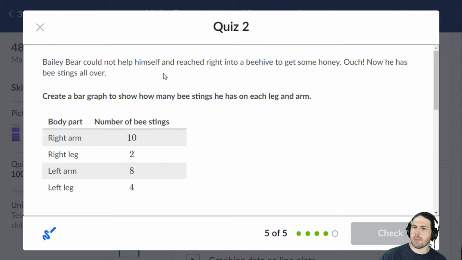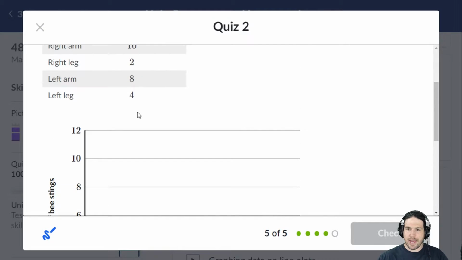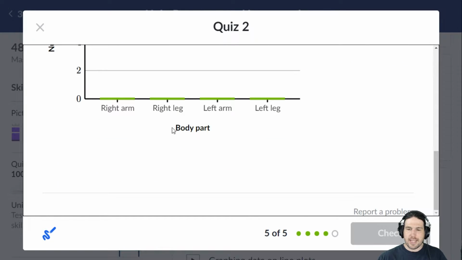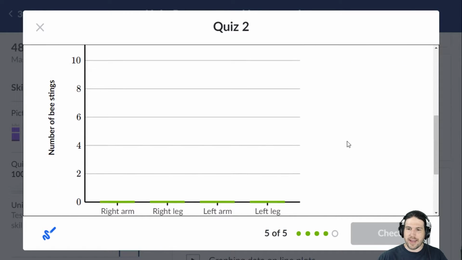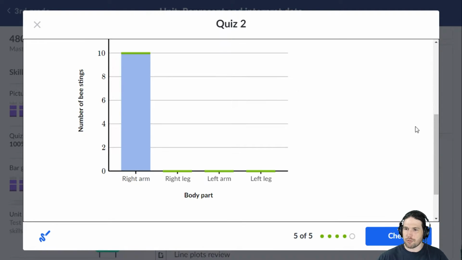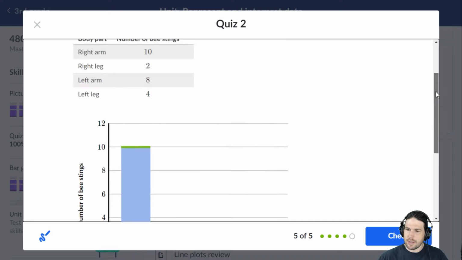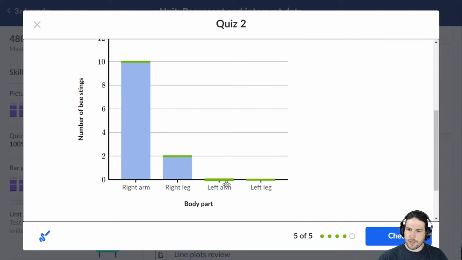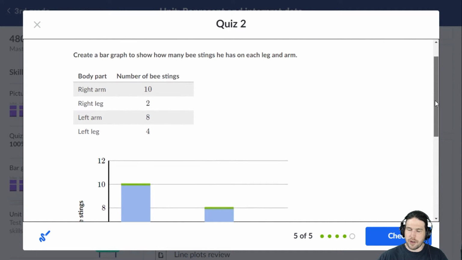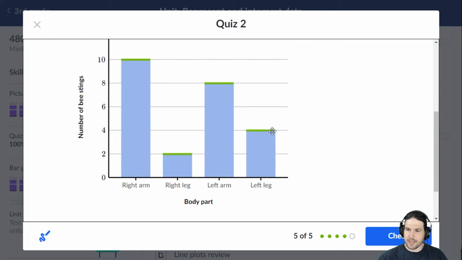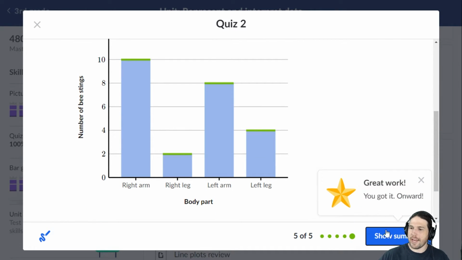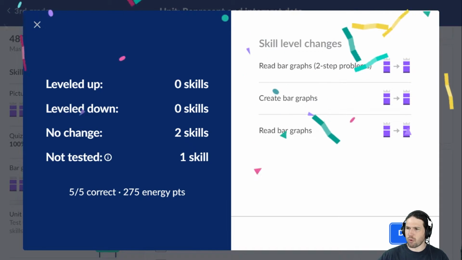Bailey Bear could not help himself and reached right into the beehive and got some honey. Wow, that sucks. We're making a graph. 10 stings on the right arm. Wow, that is absolutely just rough, buddy. 2 on the right leg. 8 on the left arm. Ow, not good. 4 on the left leg. Lots of pain. Moving right along.